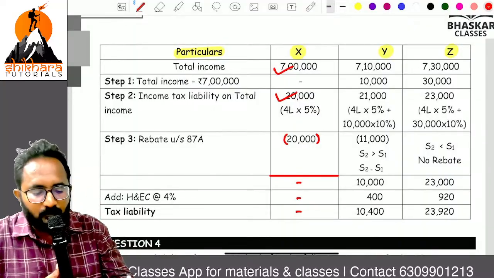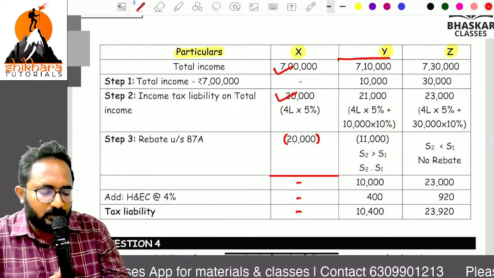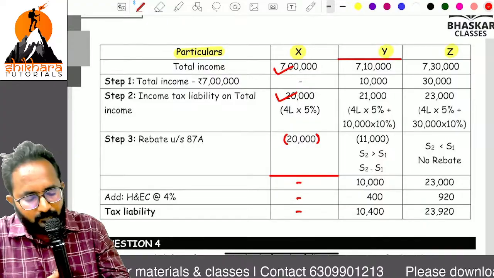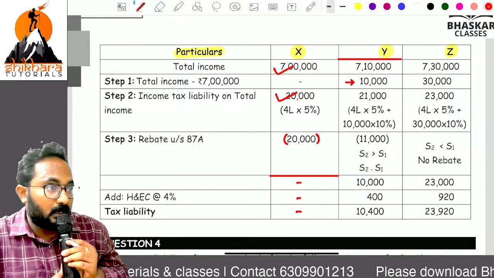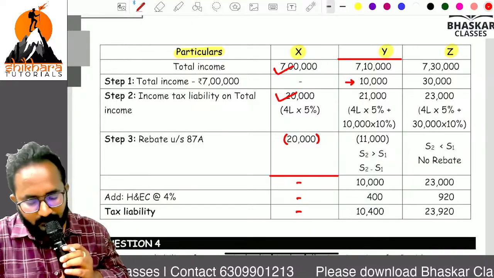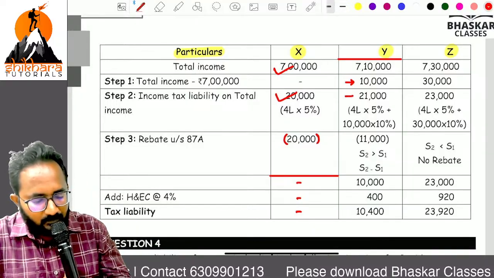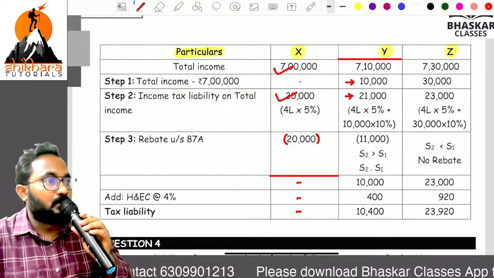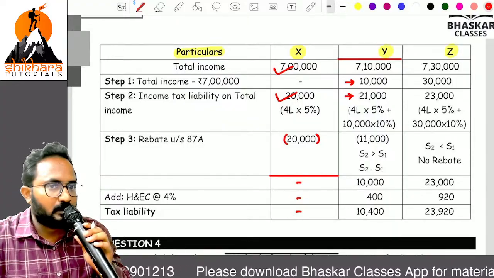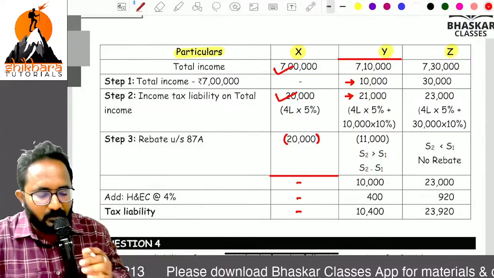X over Y. Sir, here we have to follow what steps? Step 1 is what? Total income over the 7 lakh. How much? 10,000. Second one is how much? Tax, income tax liability on how much amount? 7 lakh 10,000. Please calculate.